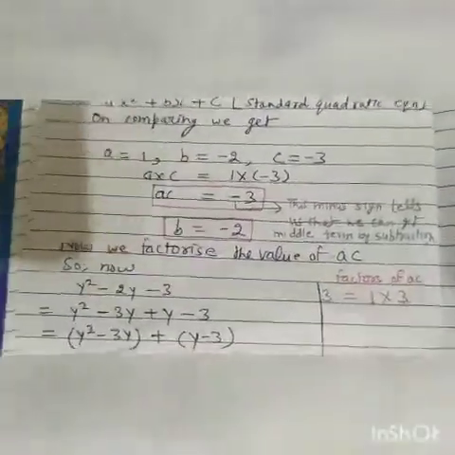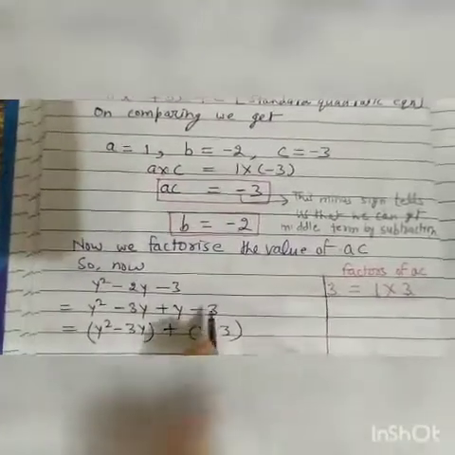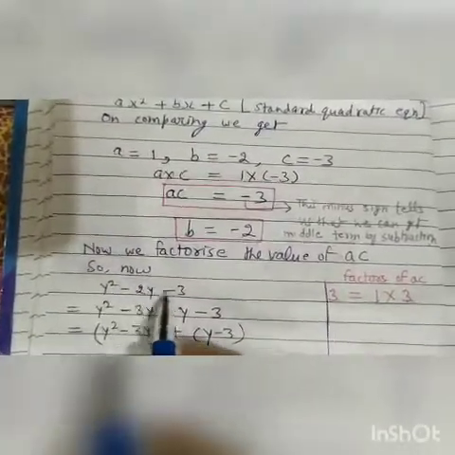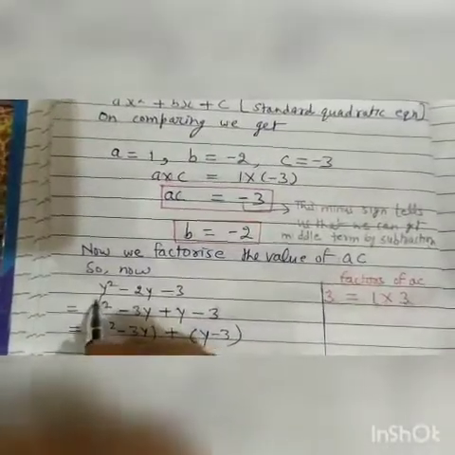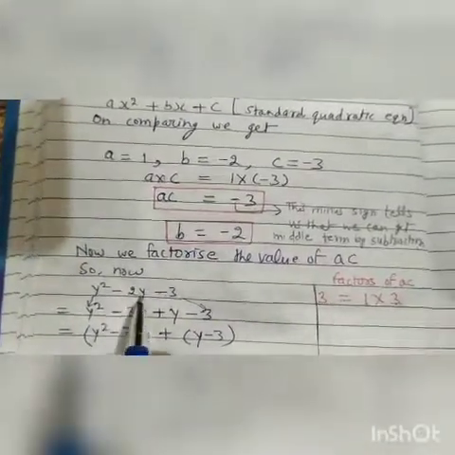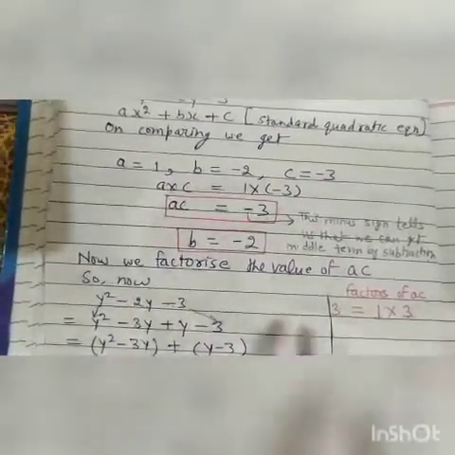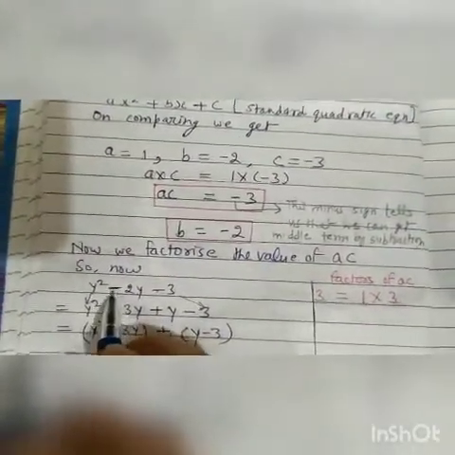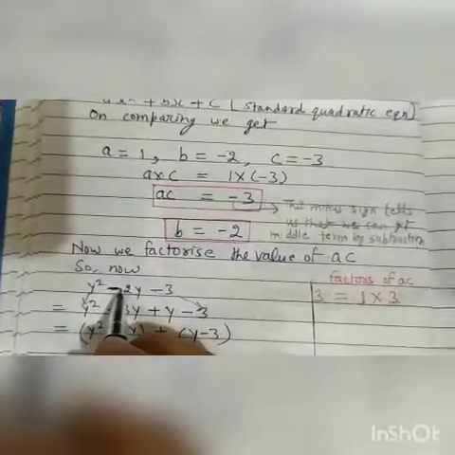Now, how can we adjust the sign? How can we arrange the sign? The question is y square minus 2y minus 3. Write this y square as it is, this minus 3 as it is. The middle term is minus 2y. And we have to subtract this 1 from 3. What is the sign here of the middle term?